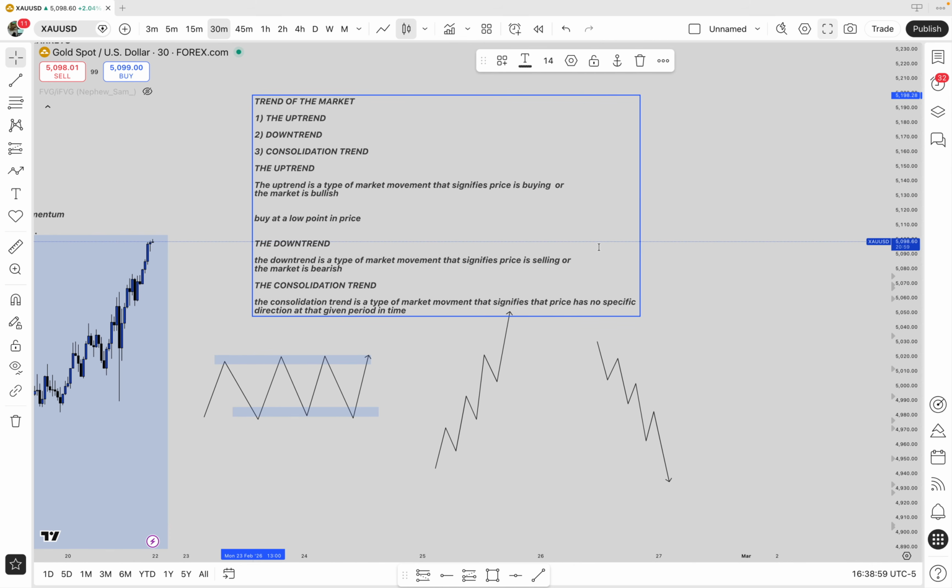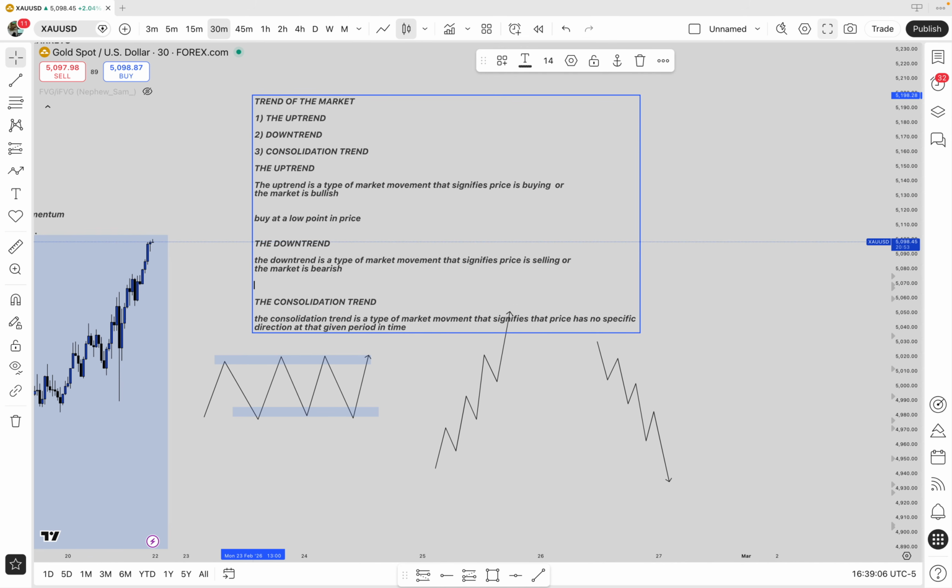Now, for the downtrend scenario, what are you going to be doing in a downtrend? What do you think we're going to be doing in the downtrend? We're going to be doing what? We're going to be selling from a high point in price. Full stop. So can you see that?